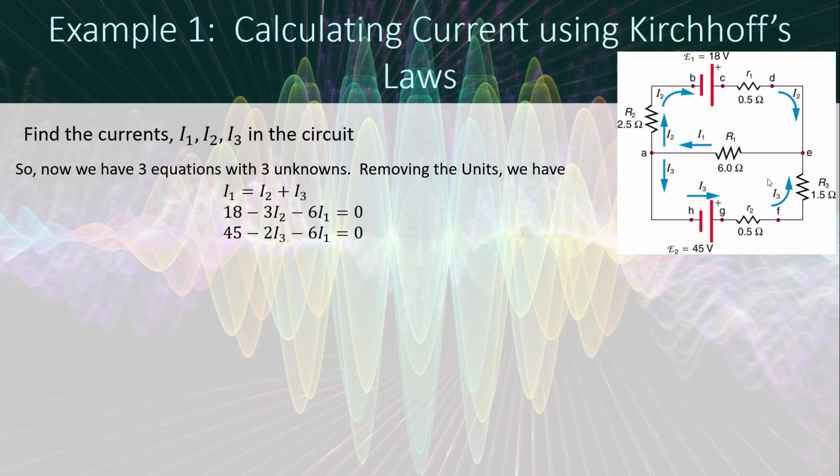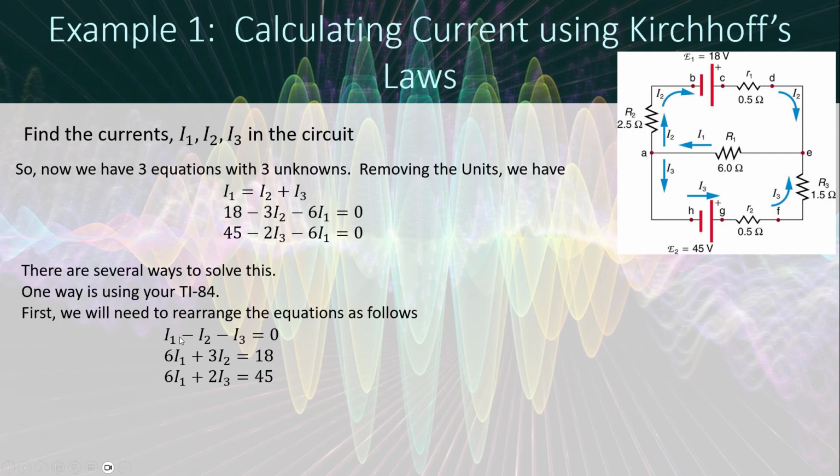Now recall from class we used the junction law to get this equation, the loop law on this loop to get this equation, and then the loop law on the second loop to get this particular equation. Now what we want to do is rearrange it so that the constant terms are on one side, and then we have an order of I1, I2, I3 on the other side. And when we do, we will have this.